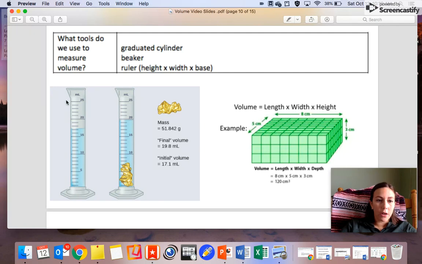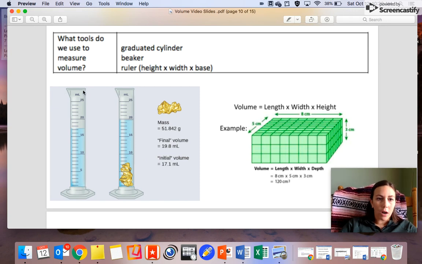And here in this graduated cylinder or beaker, we can actually put solids in here to see how many milliliters of space it's taking up. And it seems kind of weird to think about solids and finding how many milliliters they are because we think of liquid mostly. But again, it's just talking about how much space something takes up. That's the volume. So this is called the displacement method, and we'll actually practice this over break.